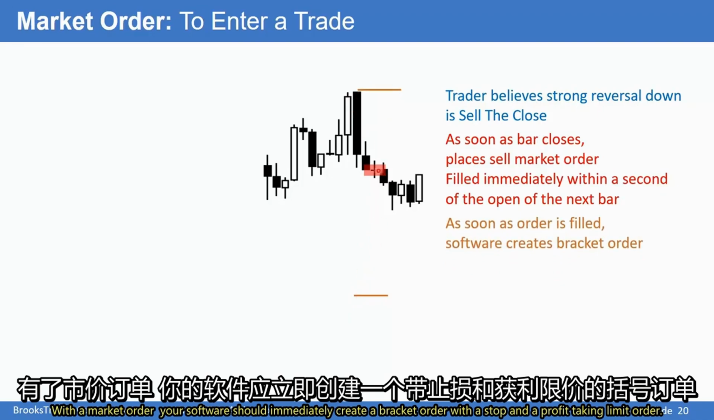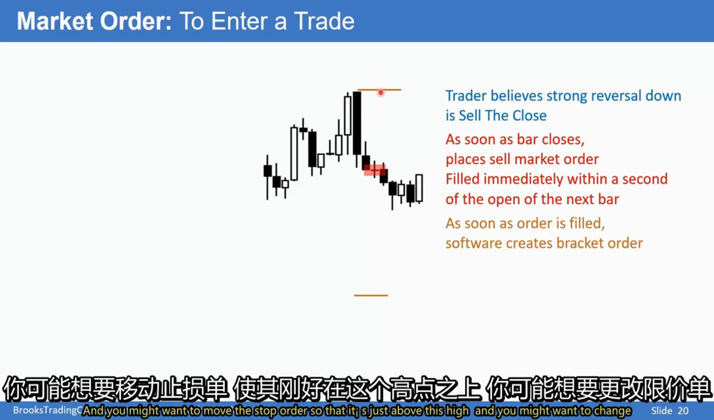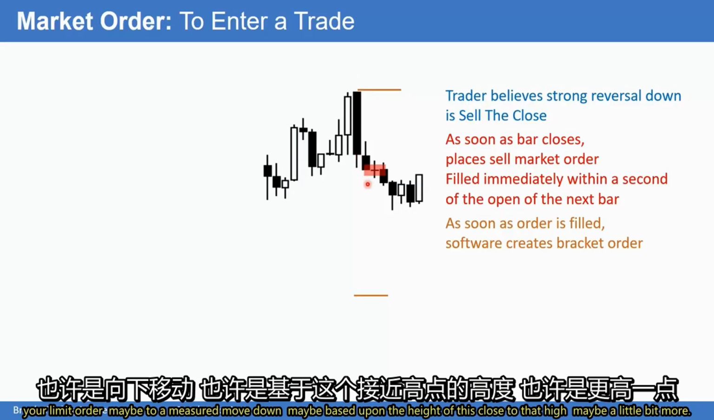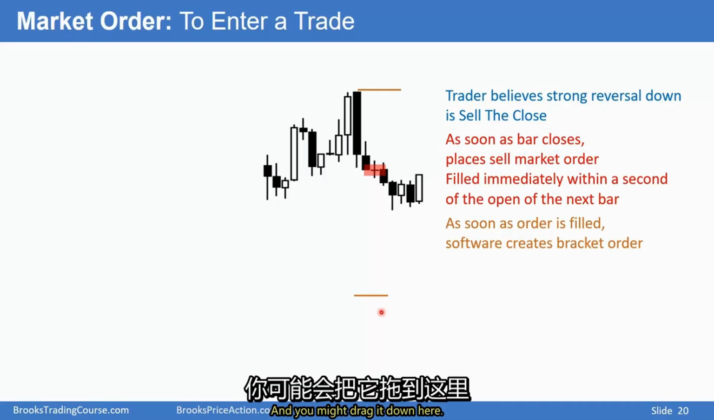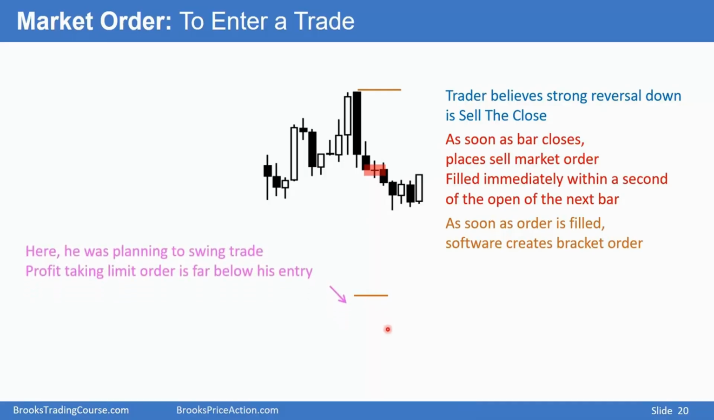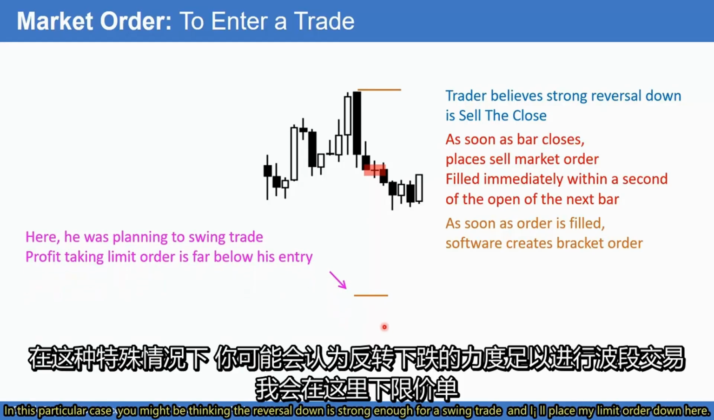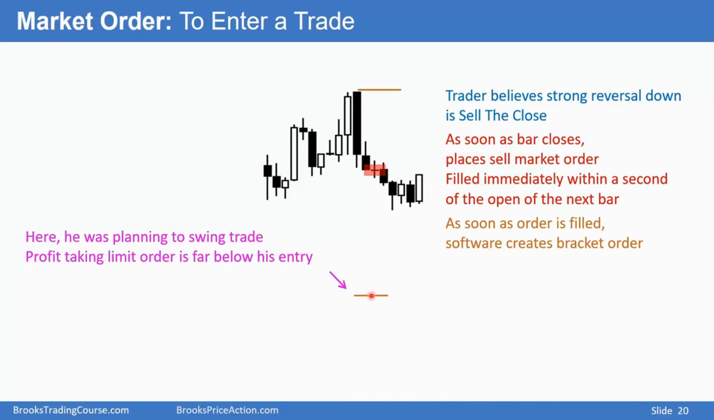Your software should immediately create a bracket order with a stop and a profit-taking limit order, and you might want to move the stop order so that it's just above this high, and you might want to change your limit order maybe to a measured move down, maybe based upon the height of this close to that high, maybe a little bit more, and you might drag it down here. In this particular case, you might be thinking the reversal down is strong enough for a swing trade, and I'll place my limit order down here.